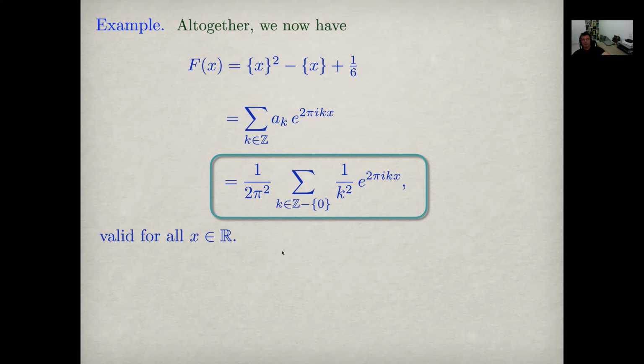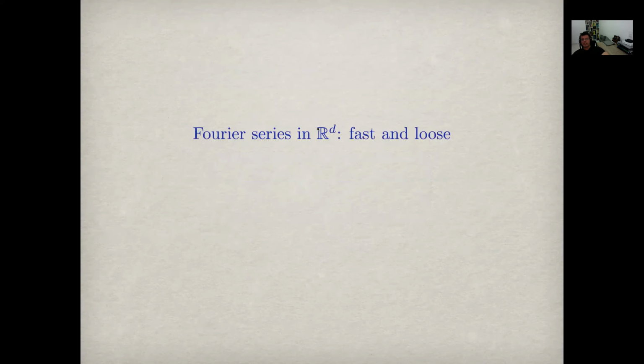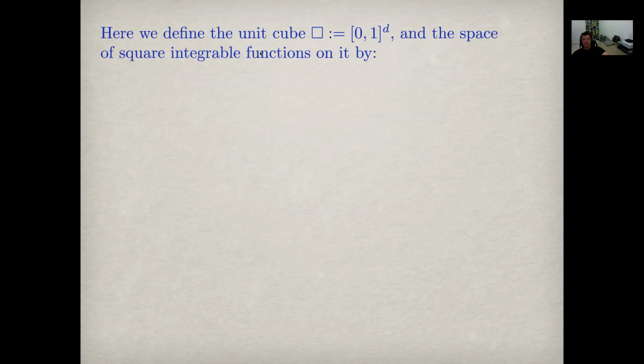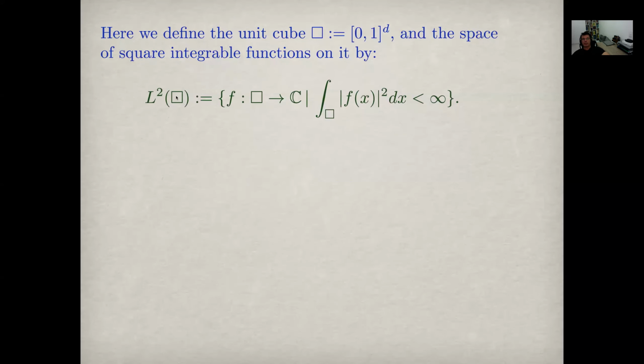Okay, let's move on for the moment. So, Fourier series in R to the d, let's do it fast and loose to get you going quickly. Here we define the unit cube, again, [0,1] to the d, and the space of square integrable functions on it. The L2 space is defined similarly to L2 of R, but here we restrict the functions to have domain the unit cube instead of all of space.